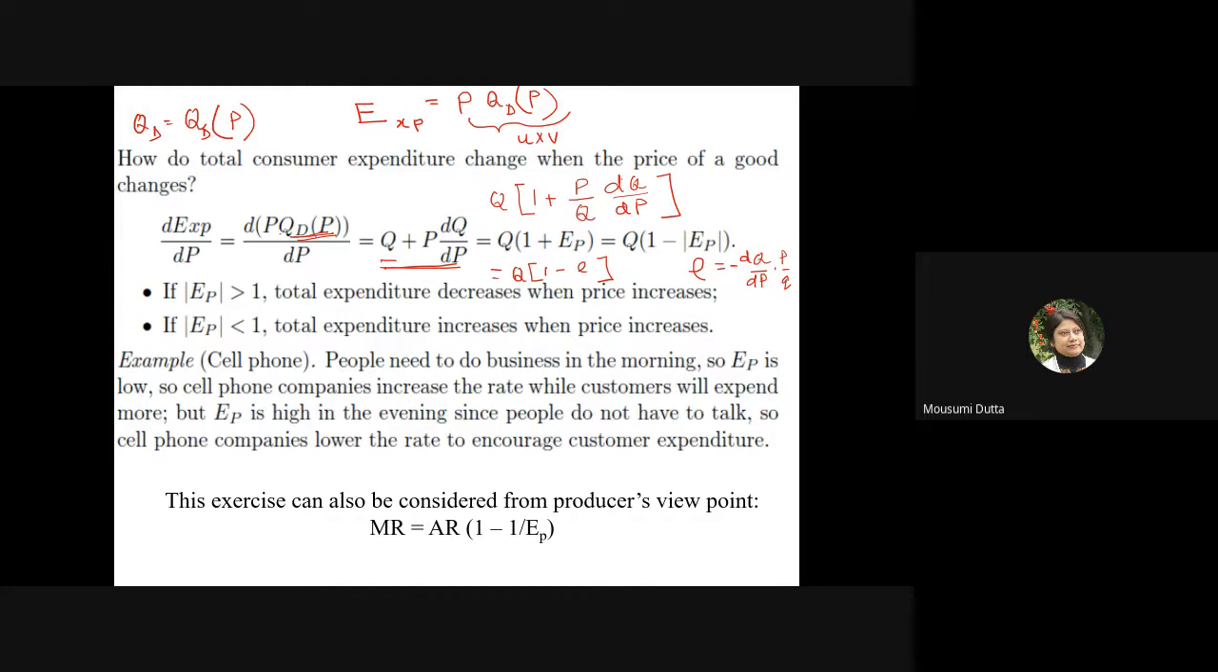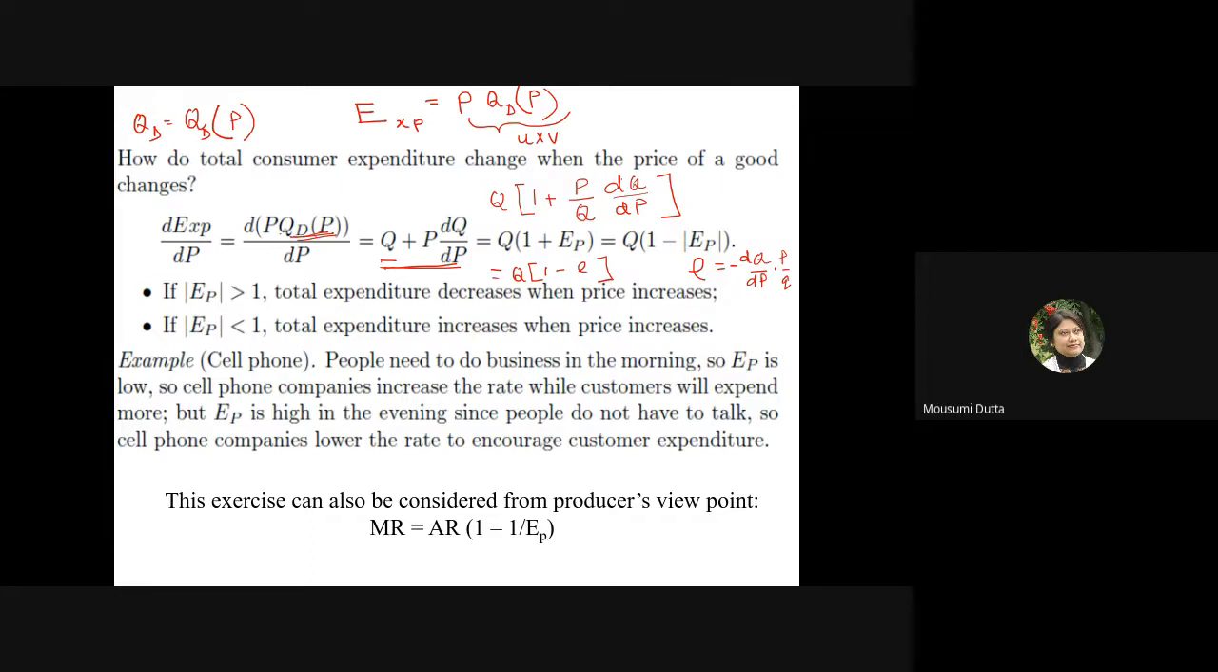So you use the notation small e in place of elasticity, and simply you write down the thing in this way. Considering E to be minus dQ by dP into P by Q, I'm writing the equation dE by dP, d of expenditure by dP. Change in expenditure due to change in price is given by Q into 1 minus E.